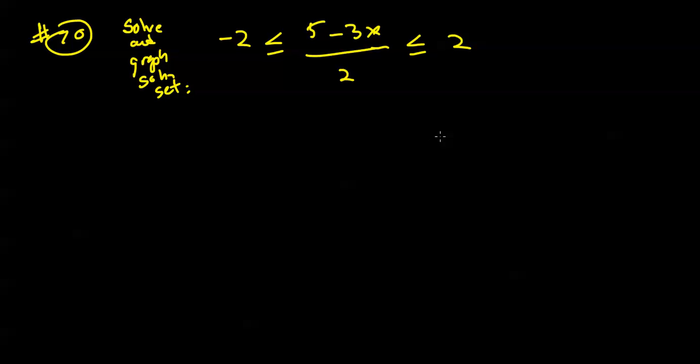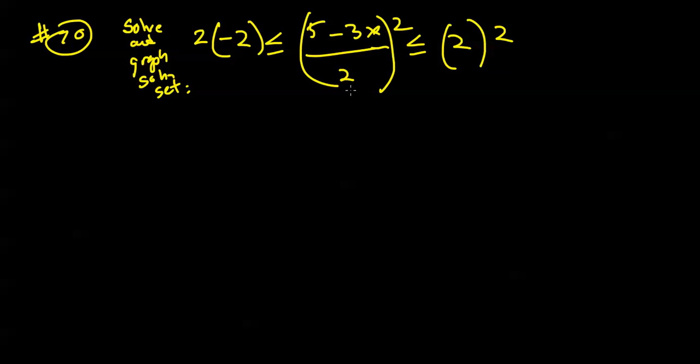Alright, clearly I'm going to want to isolate x in the middle, and to do that I need to get rid of this fraction. So I'm going to multiply all three elements here by positive 2. And when you multiply by a positive quantity, you leave the arrows alone. Minus 4 on the left. In between, the 2's cross cancel. That's why I multiplied by 2, right? 5 minus 3x inside. Less than or equal to positive 4.